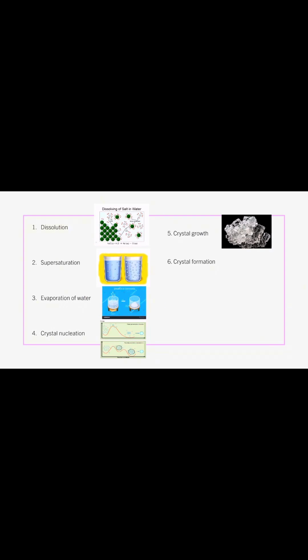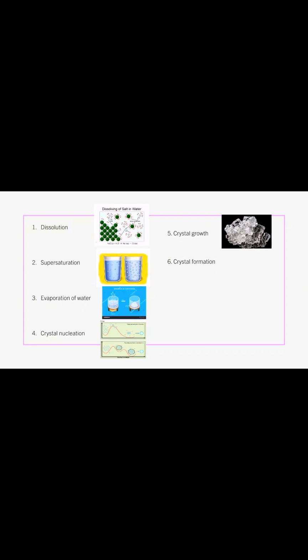Fourth, crystal nucleation. When the concentration of ions becomes high enough, they begin to form small clusters or nuclei of NaCl crystal. These nuclei act as a seed for the growth of larger crystals. Next, crystal growth. As more water evaporates, additional Na+ and Cl- ions from the solution attach to the growing crystal. The ions arrange themselves into the repeating cubic pattern characteristic of NaCl crystal, expanding the crystal as more ions are deposited.